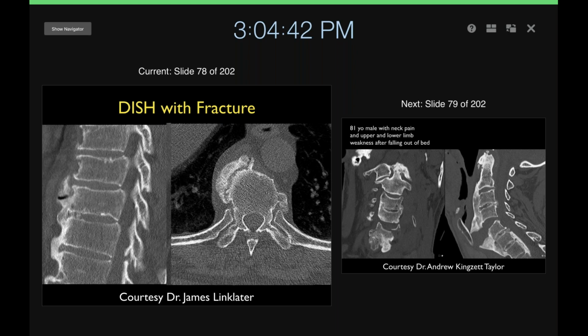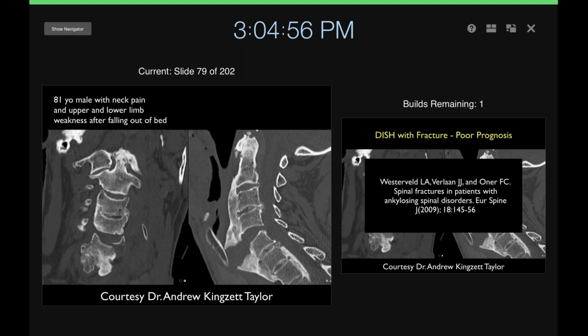And it can lead to decreased motion of the spine. You're basically fusing the spine, and therefore you have a risk of trauma above and below the area of the DISH, just like you would if they were surgical fusions, where you can get fractures through it like we're seeing here. Okay?